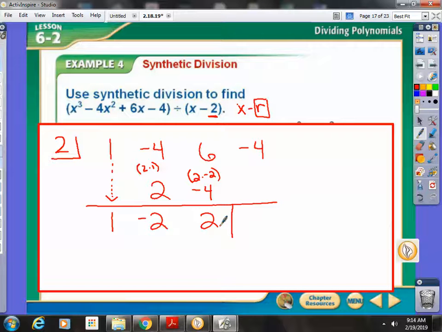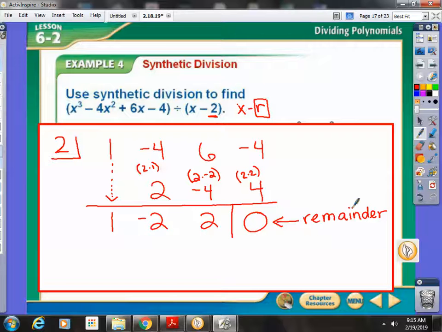And then we'll multiply. The bottom number times the number in the box. 2 times 2 is 4. And then we add. Negative 4 plus 4 is 0. What did I tell you was going to appear here? The remainder. Make a note here on your first example. This is the remainder. If we have a remainder of 0, we don't do anything with it. But if there's any other number in that box, we'll write our answer as remainder.